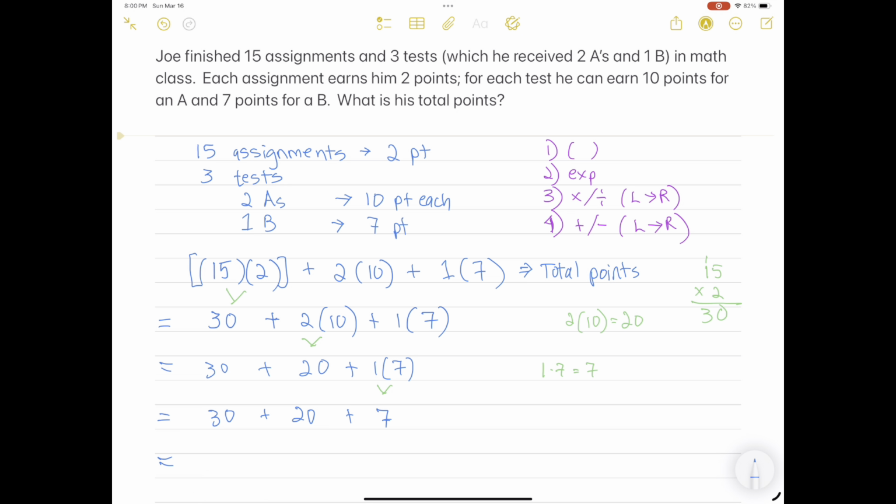So 30 plus 20 plus 7, I do the addition from left to right. 30 plus 20 equals 50, and that 50 I write on the line below, bring down the rest of the equation, plus 7. 50 plus 7 equals 57. So now I have finished the calculations. The answer is 57 points, and I box my answer.